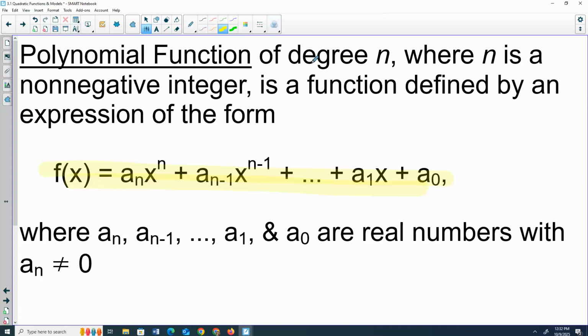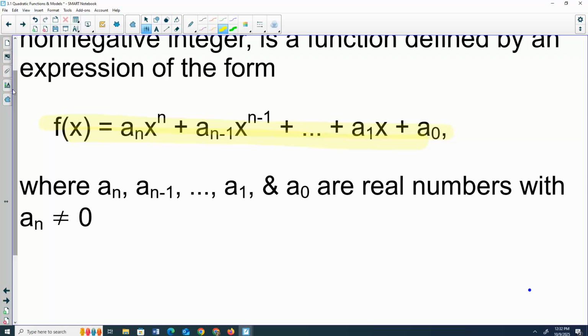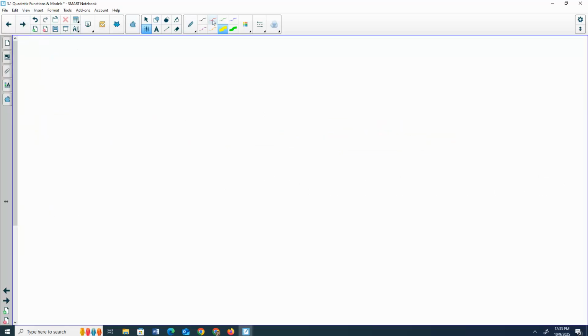So, with our polynomials, some things that you might be asked are to find your degree, leading coefficient, and constant terms. So we need to know what those things represent. Your degree is just the highest power of x. So the biggest exponent we see is our degree.